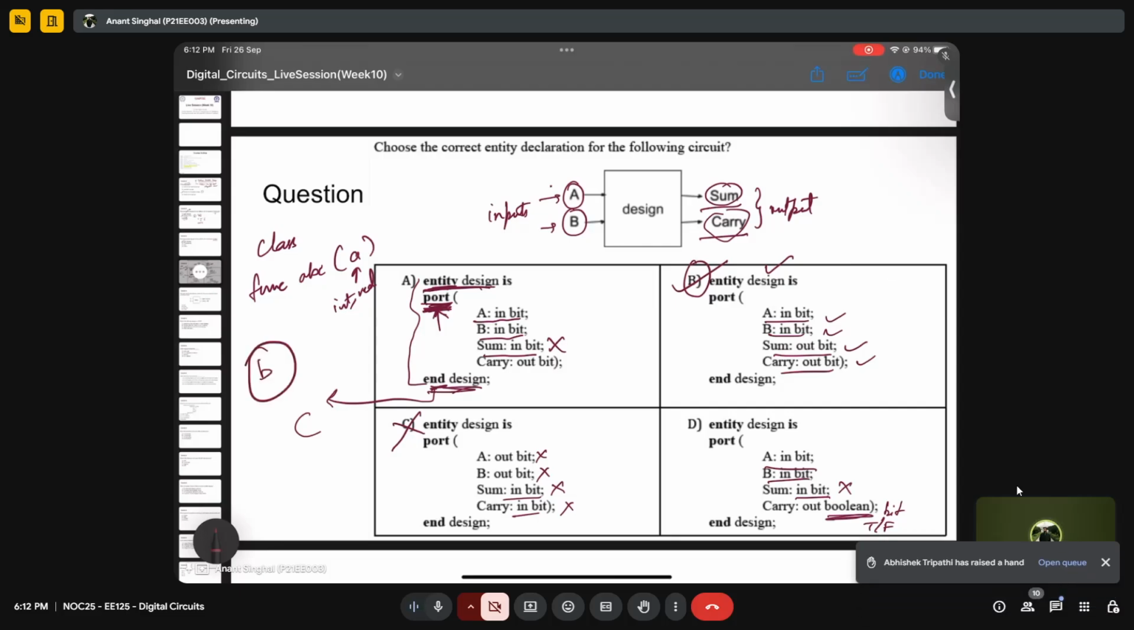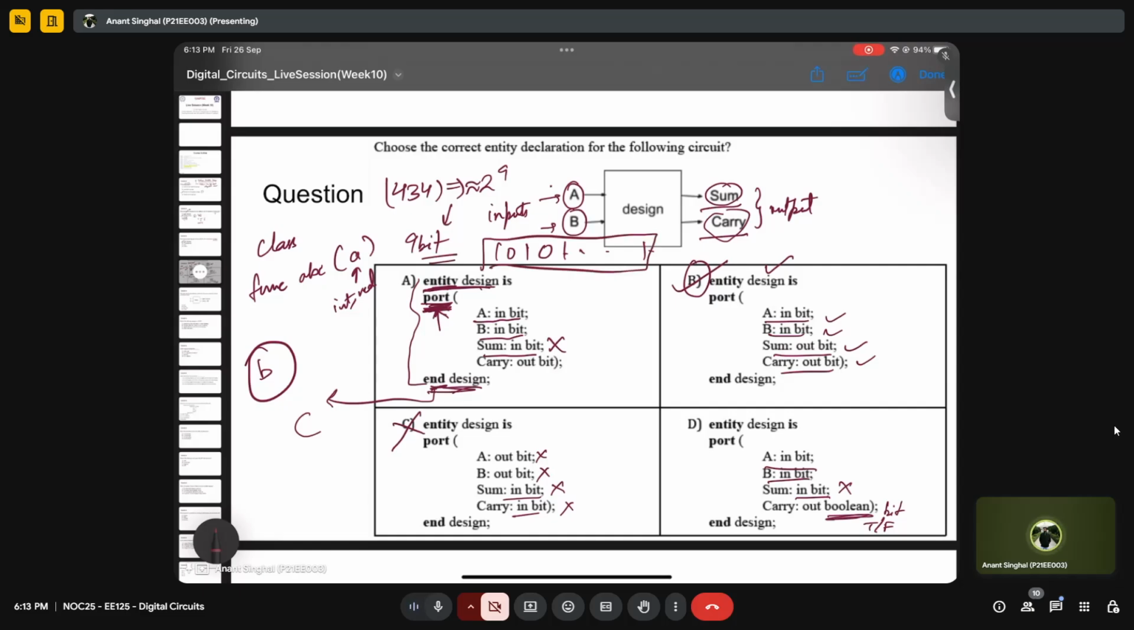Is there any doubt? Yes, sir. I have a doubt. Like we have a number 434. How could it be converted to a Boolean number? Sorry, how could we what? How could 434 be converted into a Boolean number? Oh, okay, I understand. So 434 itself is around 2 raised to the power 9 approximately. So it will be a 9-bit boolean variable, something like 10101111. I'm not converting exactly, but this is the boolean or binary formation of it.